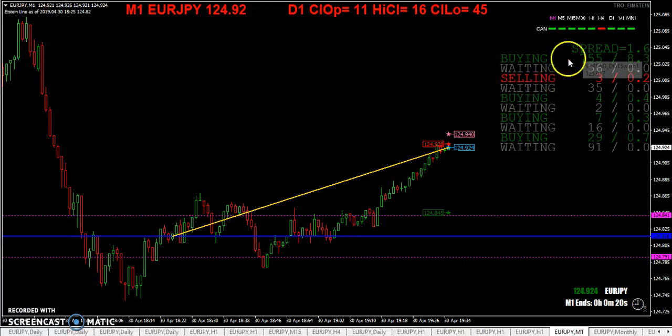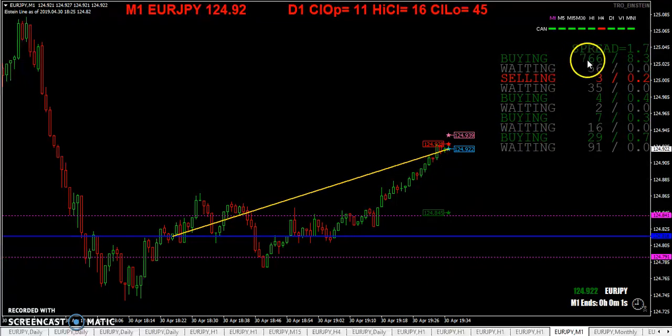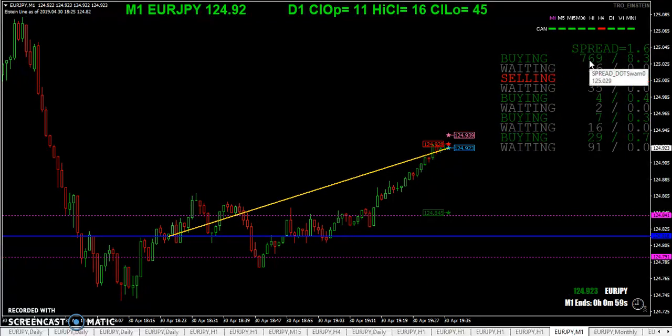Maybe if the daily candle is green when you do the Einstein, perhaps you only go long. If the H1 is green, once again, perhaps you only go long. Or maybe if the H1 is red, you wait and you go short. So you can see lots of buying right here. Lots of buying, 769 ticks.